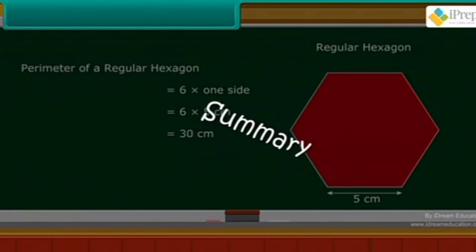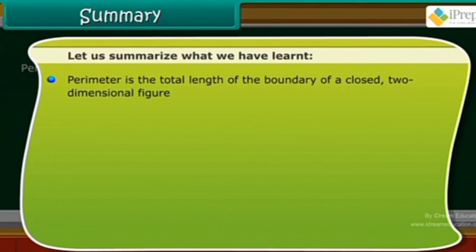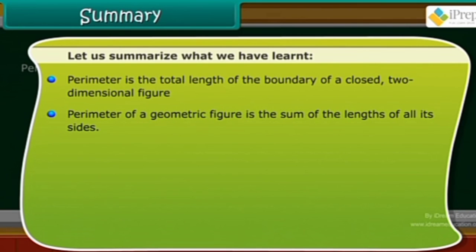Summary. Let us summarize what we have learned. Perimeter is the total length of the boundary of a closed two-dimensional figure. Perimeter of a geometric figure is the sum of the lengths of all sides.